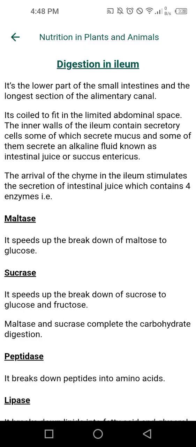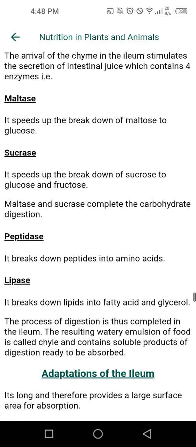It speeds up the breakdown of maltose to glucose. Sucrase. It speeds up the breakdown of sucrose to glucose and fructose. Maltase and sucrase complete the carbohydrate digestion. Peptidase. It breaks down peptides into amino acids. Lipase. It breaks down lipids into fatty acid and glycerol. The process of digestion is thus completed in the ileum. The resulting watery emulsion of food is called chyle and contains soluble products of digestion ready to be absorbed.